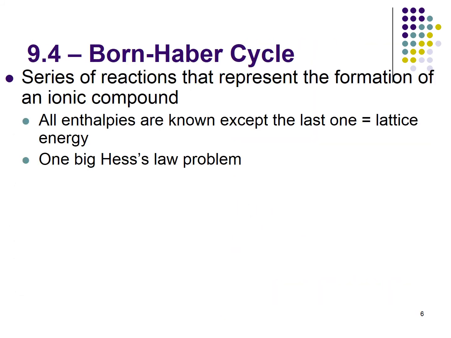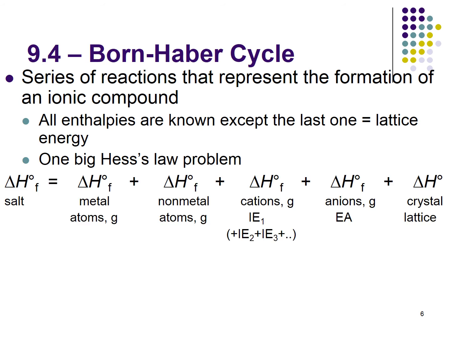So it's really just a giant Hess's law problem. This is the energy of the salt, the energy of formation of the salt. This is turning our metal into a gas. This is turning our non-metal into atoms, so instead of a diatomic. This is turning our metal into a cation, so we're using the ionization energies we talked about in our last chapter, and we would use as many as we need. So if it was a +3 charge, we would need 3 of them.